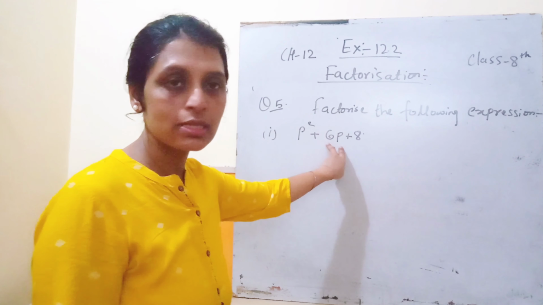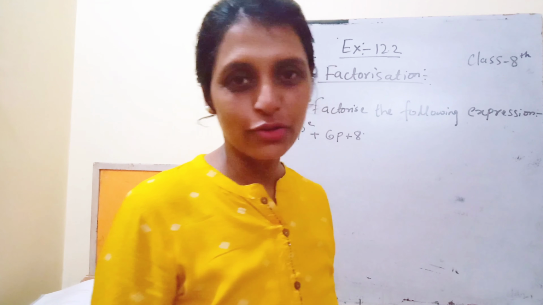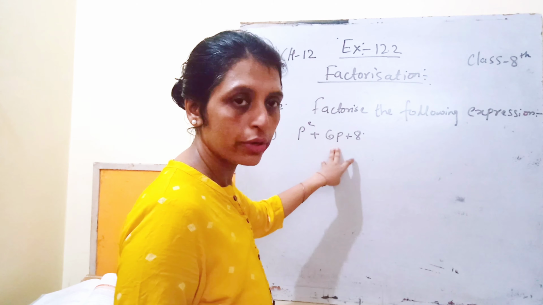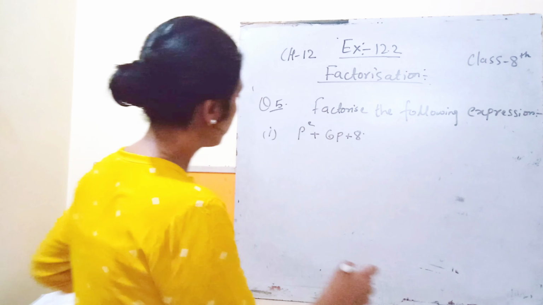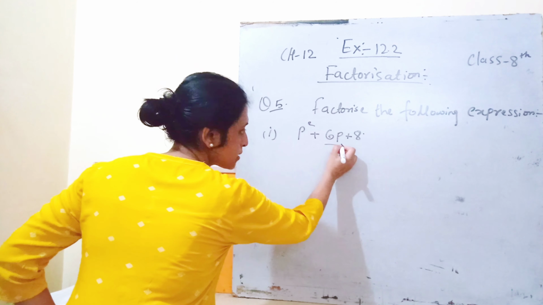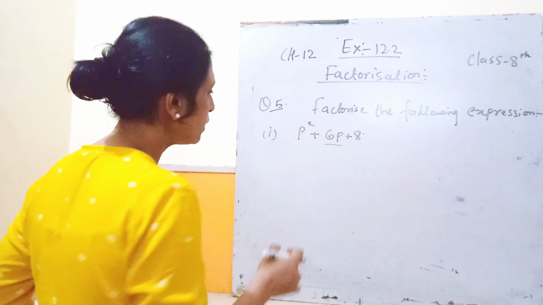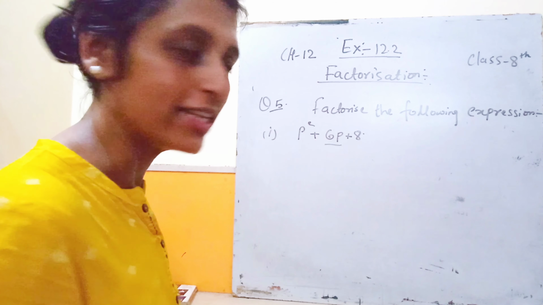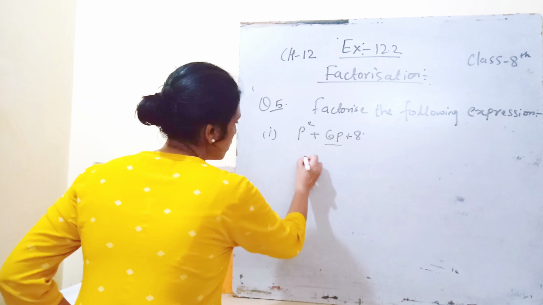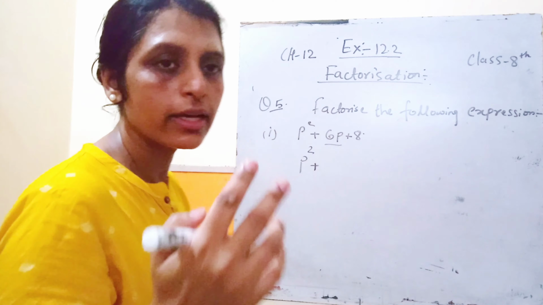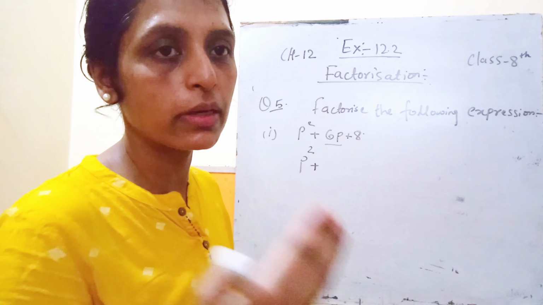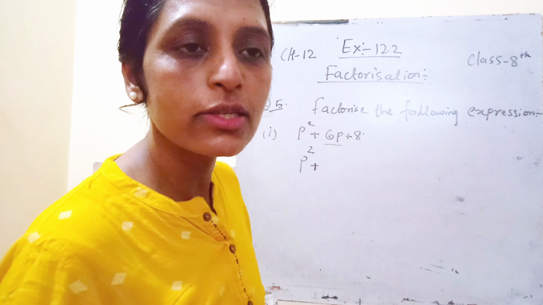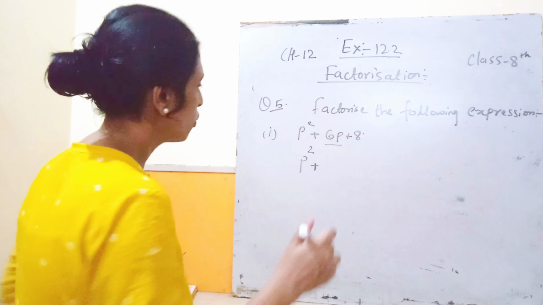We will split the middle term and factorize the expression. Okay, so let's see how to do it. See, we split the middle term in such a way that when we add, we get the middle term 6p, and when we multiply we get the third term, that is here it is 8. Let's see how to do p square. So we will split 6p as 4p plus 2p, because 4p plus 2p is your 6p, and 4p into 2p is your 8p square.